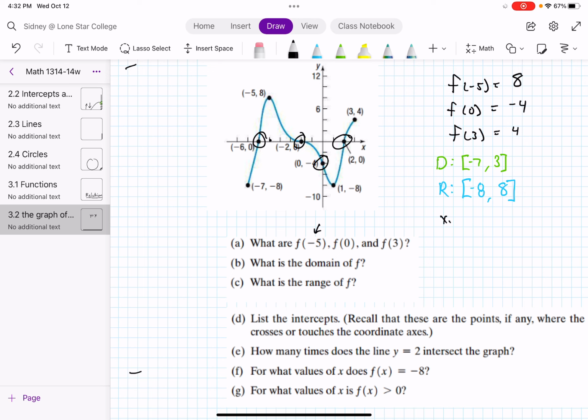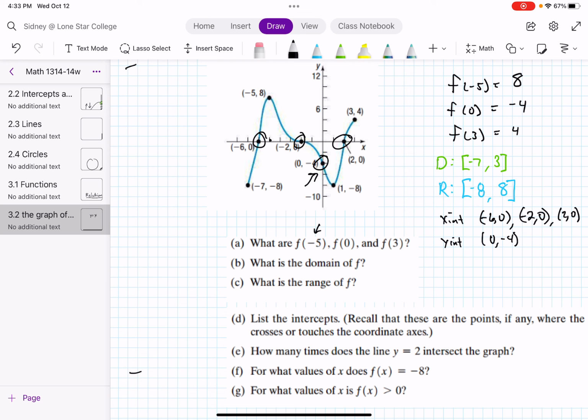And so for x-intercepts, there are several of these. We have negative 6, 0. We have negative 2, 0. And we have 2, 0. Those are the three locations where this graph touches the x-axis. We also have a y-intercept where the graph touches the y-axis. And that's at 0, negative 4. Touches the y-axis right there.